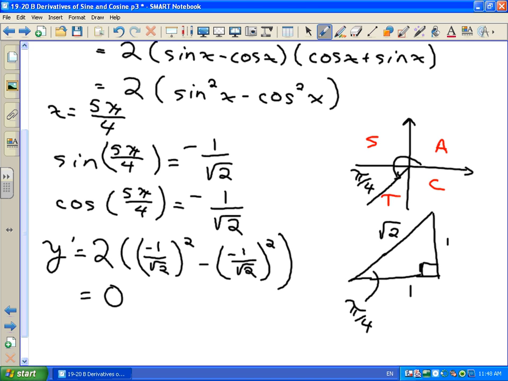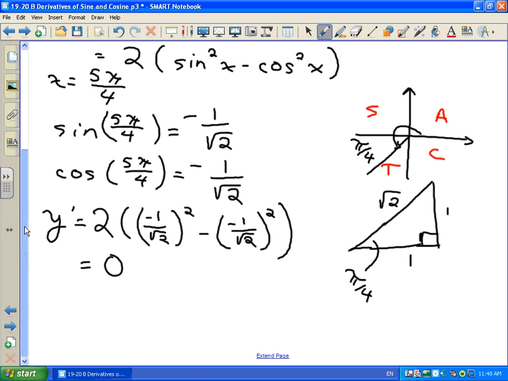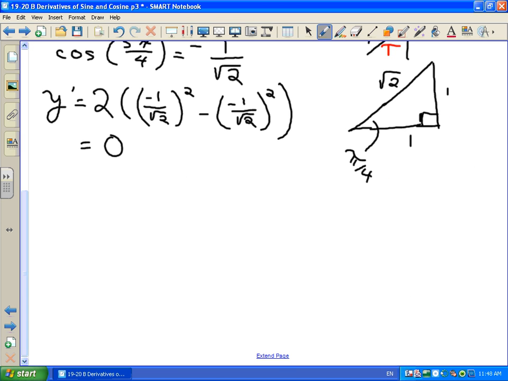So what does this tell us about our line here, our tangent line? It's horizontal, exactly. So where do we go from here? We want to get the equation y equals mx plus b. We know that we can already sub in 0 for our slope. What we still need is x and y. We know that x is 5 pi over 4.